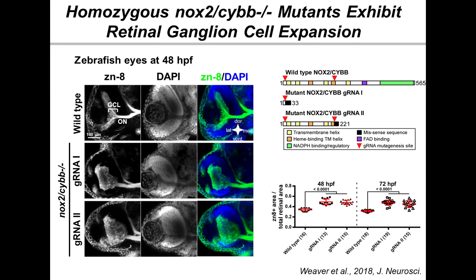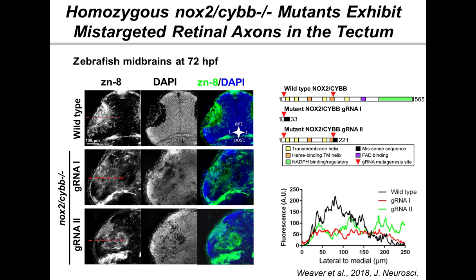We targeted guide RNAs to 2 sites. We call them guide RNA 1 and 2. Guide 1 targets very close to the N-terminus, guide 2 a little bit further in, but both will create non-functional Nox. With both guide RNAs, when we look at homozygous mutants, we see significant changes in the retina, very similar to what we observed with the inhibitor. So the GCL is widened, and this is also quantified here at 2 time points, 48 and 72 hours. So with both mutations, with both approaches, we see a widening of the GCL.